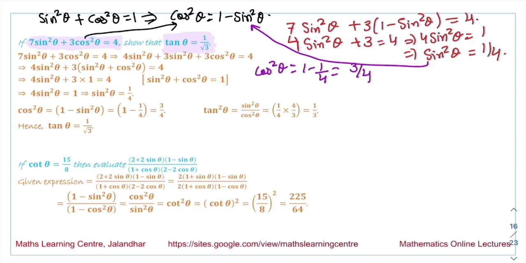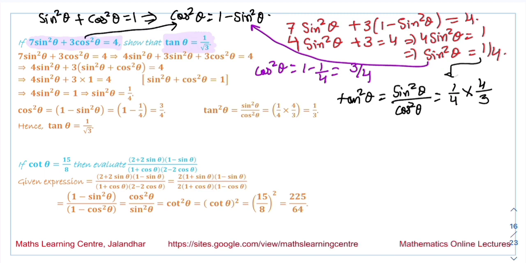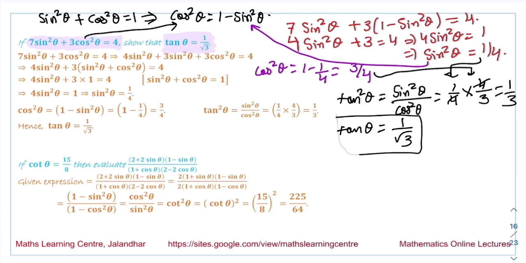So the value of tan square theta that we will have is sine square theta over cos square theta, and that is 1 by 4 into 4 by 3. This is the value of sine square theta, and this is the value of 1 over cos square theta. This gets cancelled and we are left with 1 by 3. So the value of tan theta that we will get is 1 by square root of 3.